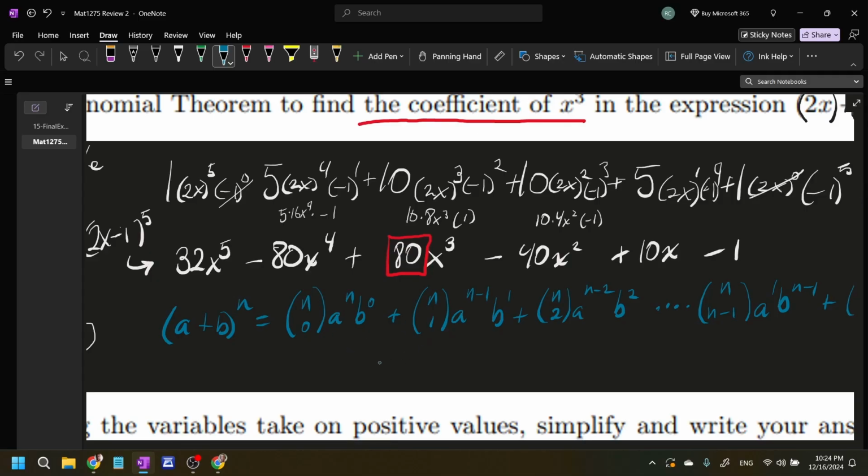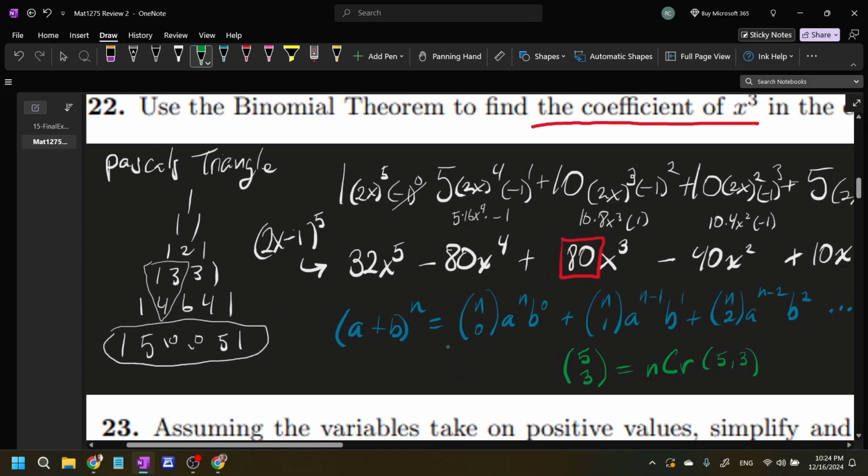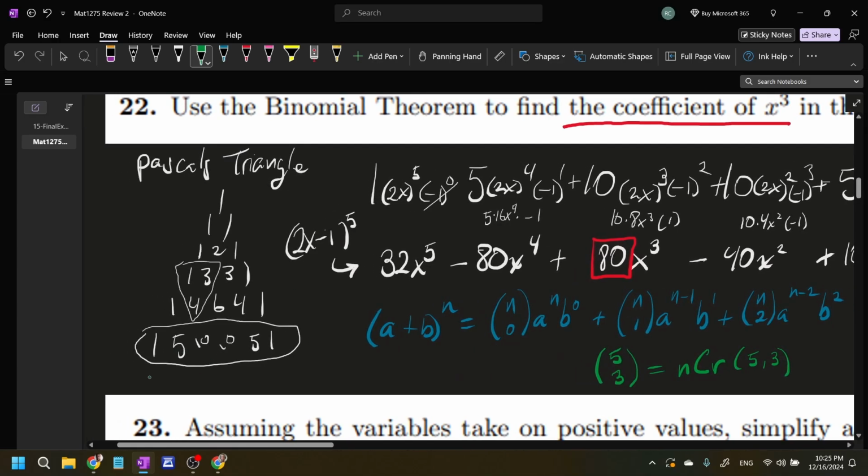Let's say, for example, if we wanted to do 5 choose 3 in our calculator, say we wanted to find the 3rd term here, right? That's going to be, in your calculator, you're going to look for nCr, and the arguments are going to be 5 and 3. Okay, so we could just go to Pascal's triangle and just look at the 1, 2, 3.